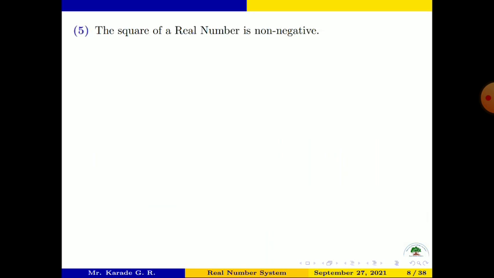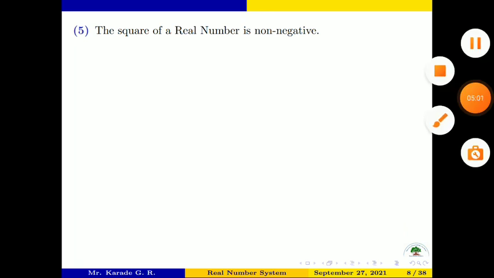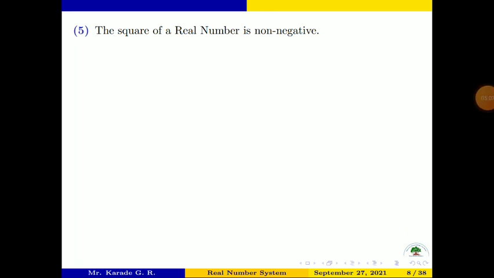The next important order property is that the square of a real number is non-negative. This means that if you take any real number and square it, the result is non-negative. Suppose we have the real number 2. If I square this 2, the square is 4, and 4 is non-negative.